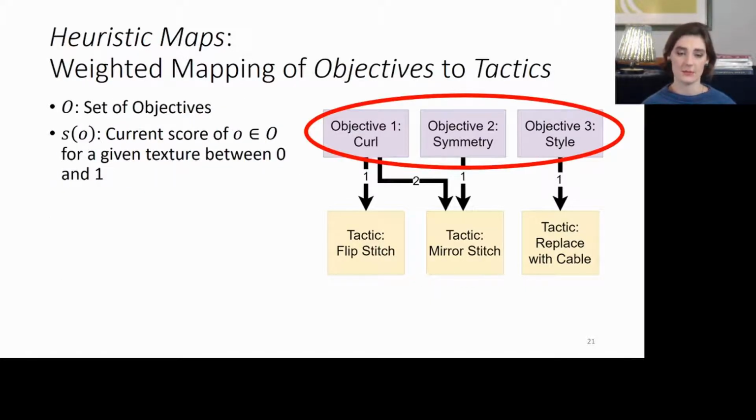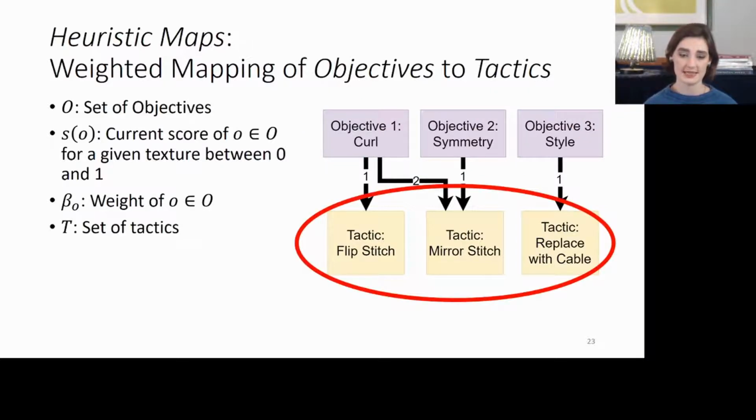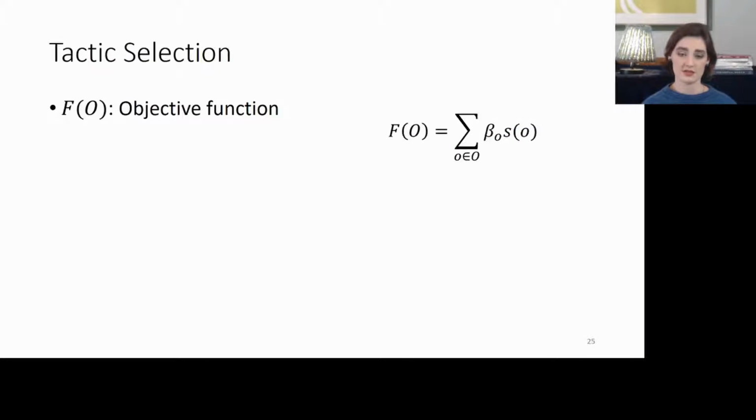Notationally, a heuristic map is defined by a set of objectives, O, each of which has a score, S of O, that is between 0 and 1 on a given texture, 1 being matching the objective and 0 being not matching the objective. Each objective has a weight defined by the programmer, beta of O, and we also have a set of tactics, T, and a weighting alpha of O to T, which is between each objective and its tactics. In order to select tactics, we first have an objective function, f of O, which is simply a weighted sum of the weights of each objective times its score.